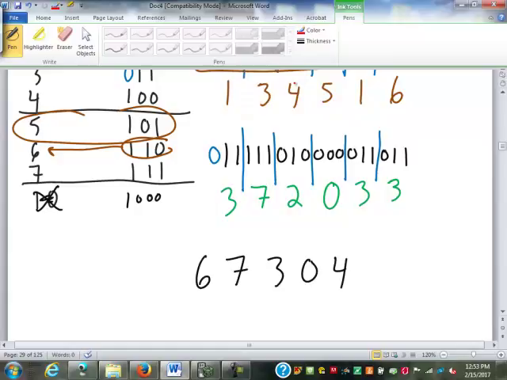Well, it's exactly the same thing. Binary 4 would be 100. 0 would be 000. 3, 011. 7, 111, and 6, 110. It's that easy. Each octal digit becomes 3 binary digits.